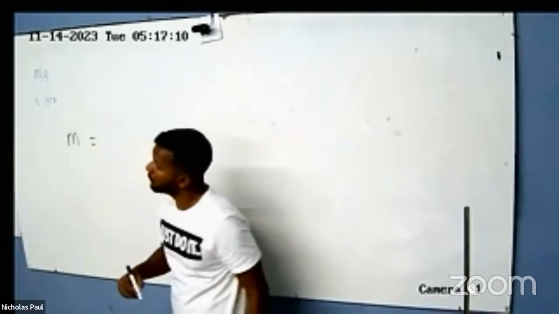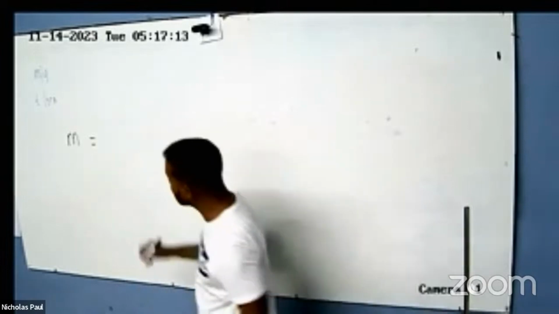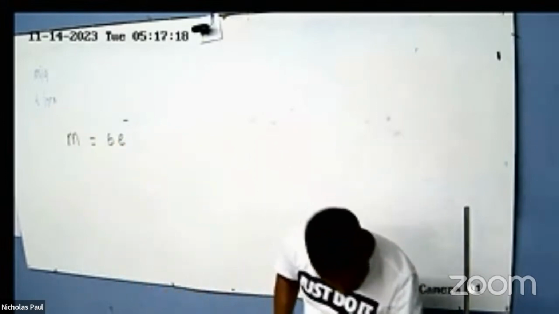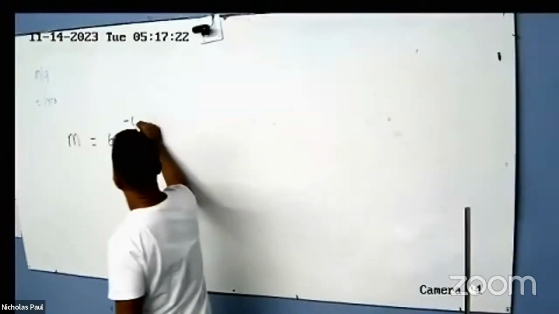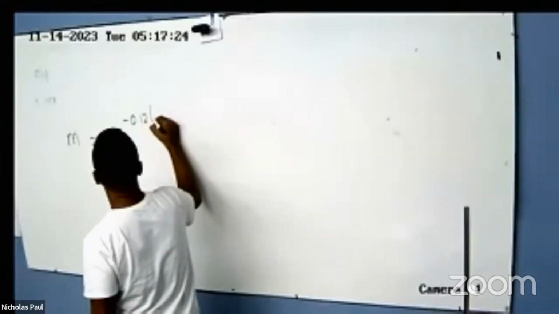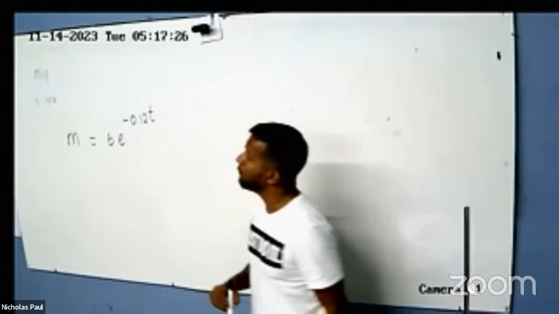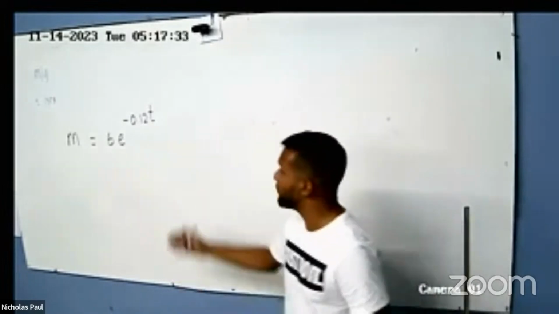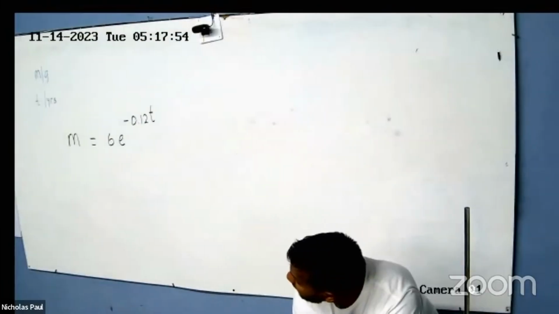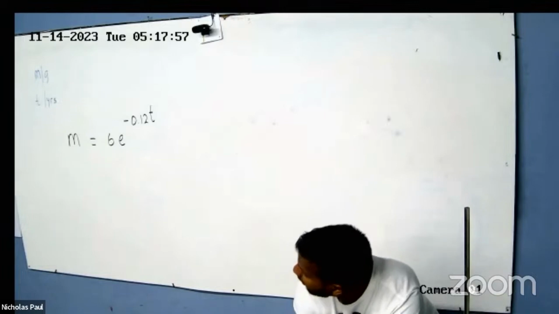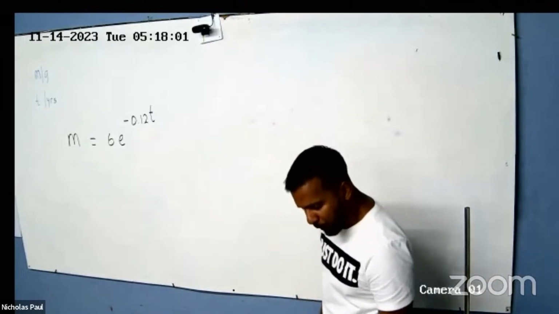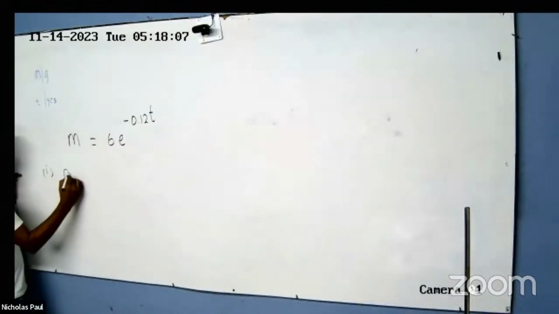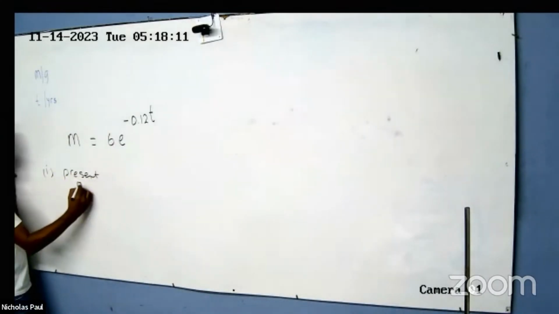M is equal to 6e to the minus 0.12t. Okay, so we have this model equation here. This is used to model how mass changes in time. So first part, the present mass of a radioactive material. They want to get the present mass. What is the mass at this point in time?